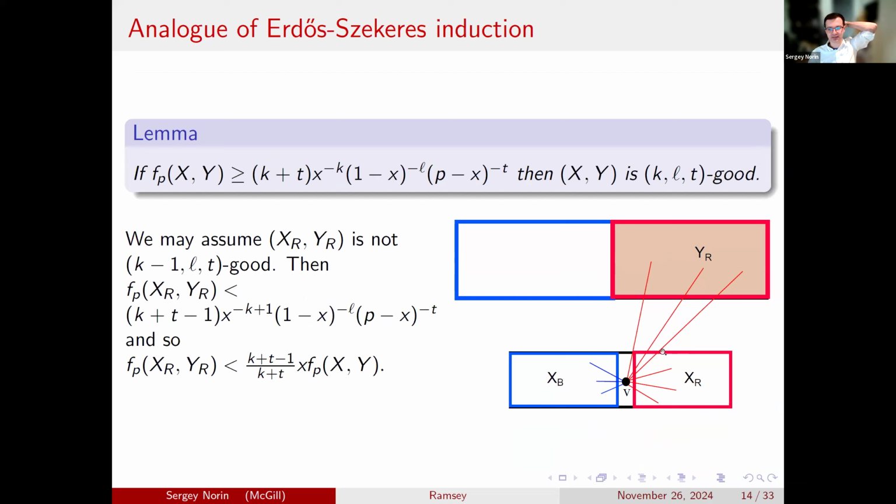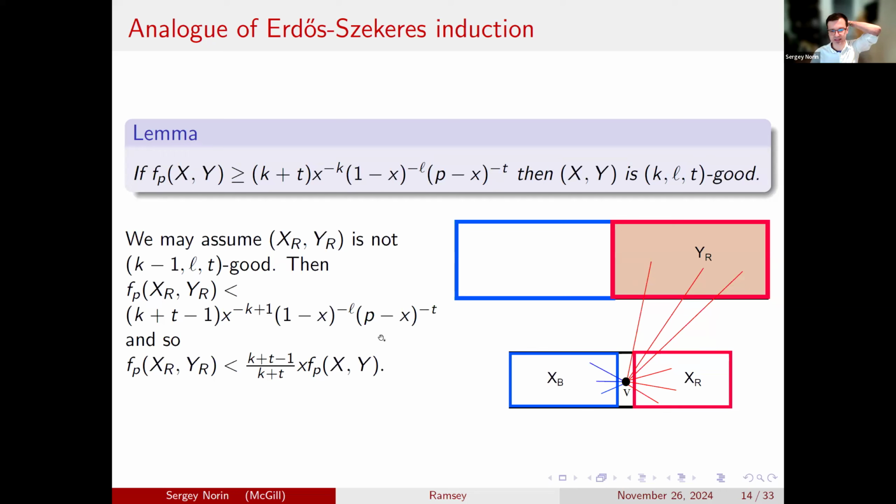Now, if the pair of red neighborhood and YR is k minus one, l, t good, so if we can find either red k minus one, k, k minus one across or blue k, l or k, t in the appropriate set, then we are done, because red k minus one, k, k minus one across, we can add v to it, again, just like in an Erdős-Szekeres proof. So it's not k minus one, l, t good, and that gives us by induction hypothesis a bound on the size of this excess function for a candidate XRYR, which is smaller by a factor roughly x plus some other tiny improvement which will help us.